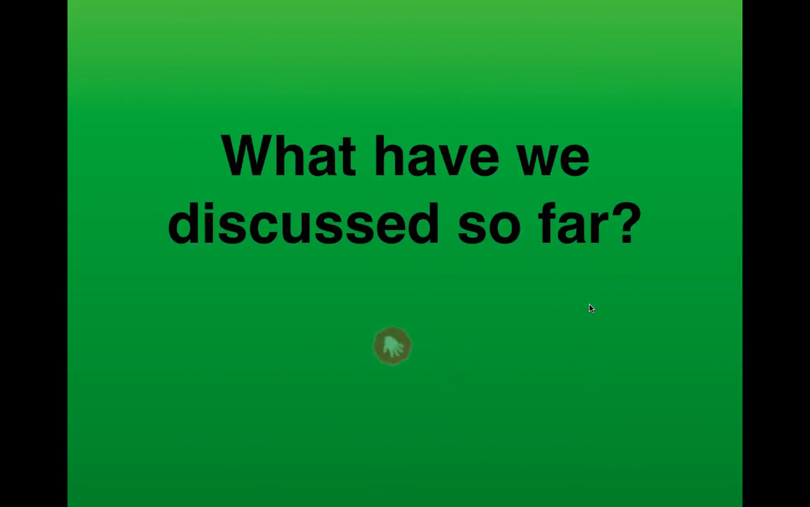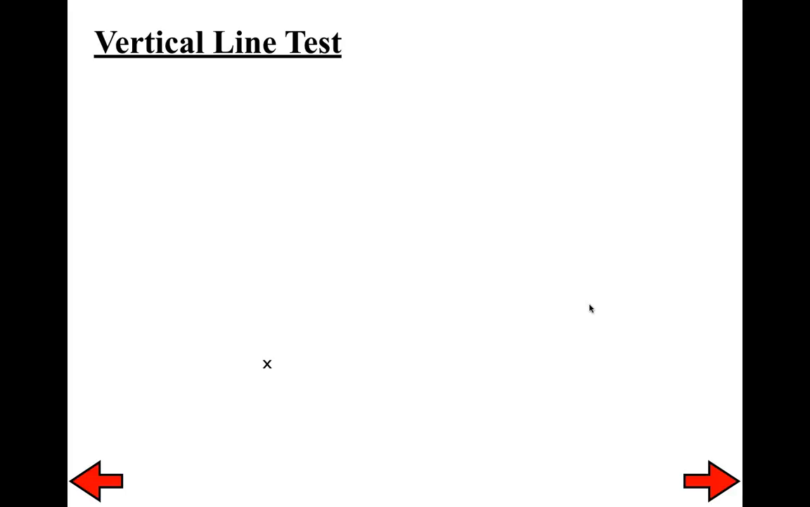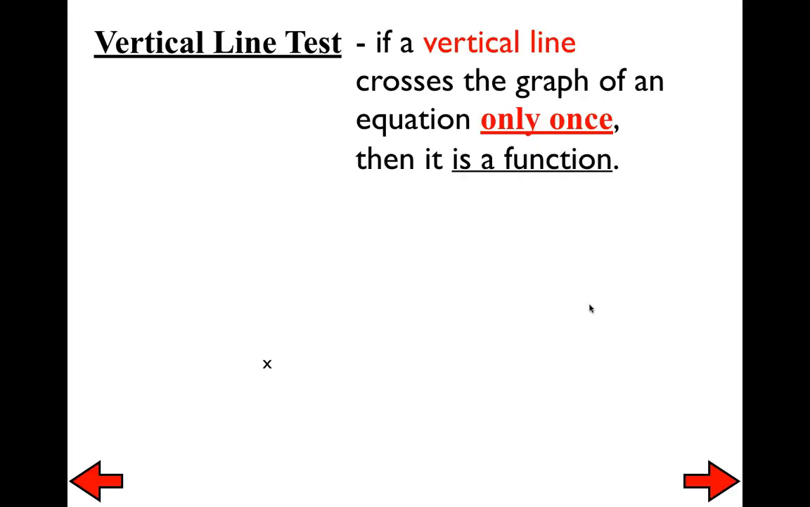Okay, so what have we talked about so far? We've talked about input, we've talked about output, we've talked about how we can tell if something's a function. We know something's a function if each input value, aka x, has a unique output value, which we can also refer to as y. Okay, so now there's a quicker way. If we're given a graph, we can use something called the vertical line test. This will tell us whether a graph is a function or not. So here, if a vertical line crosses a graph of an equation only once, it is a function. So guess what? If it crosses more than once, it is not a function.